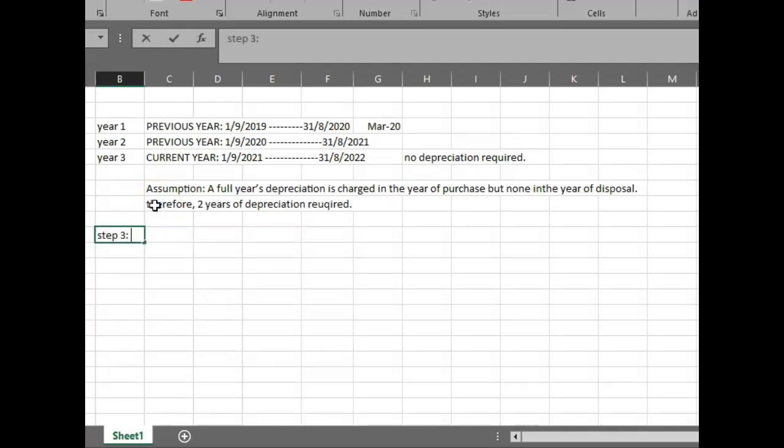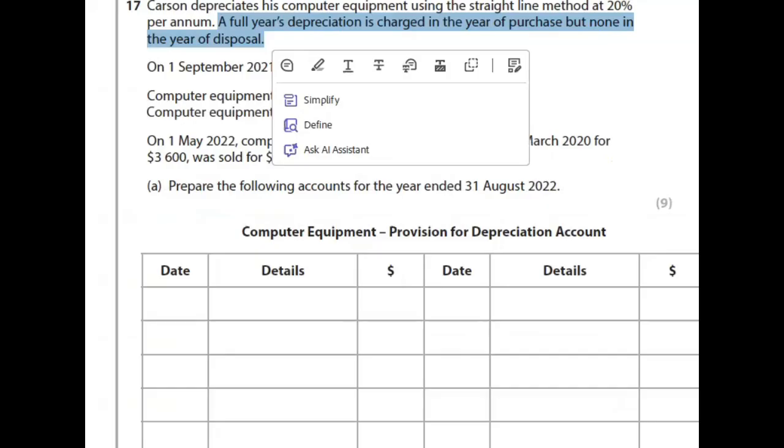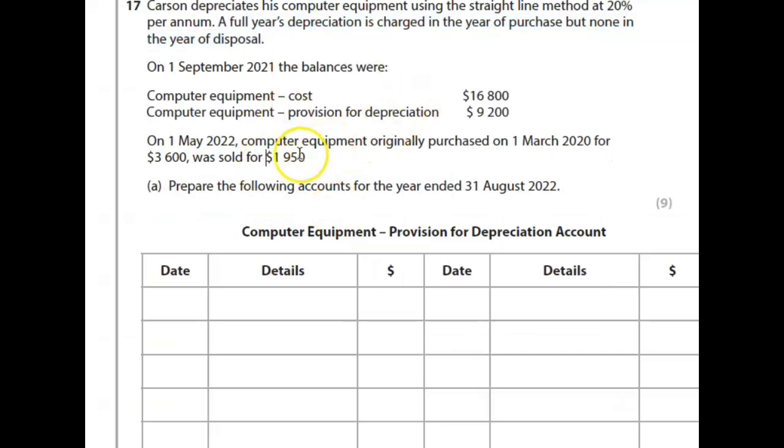In step 3, we calculate the provision for depreciation for the sold asset, which means the total depreciation of the sold asset for the amount of time it was with Carson. Provision for depreciation and accumulated depreciation mean the same. We have gathered in step 2 that the sold asset was with Carson for 3 years, but the assumption scales it down to 2. So we have to calculate the depreciation for 2 years. The method is straight line method and the percentage is 20%.